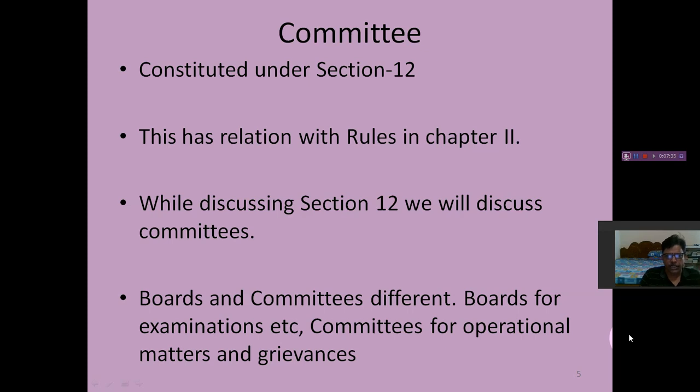Please remember, section means always act. If it is Mines Act, that is a section under Mines Act. If it is Motor Vehicle Act, that is the section of that act. So whatever is written in the act of anything, it is called a section. Regulation is regulation, rule is rule. Okay? Now, this section 12 about committees has got its relation with the rules in chapter 2. Chapter 2 in Mines Rules deals with the committee, which we will be dealing with separately in the coming videos.